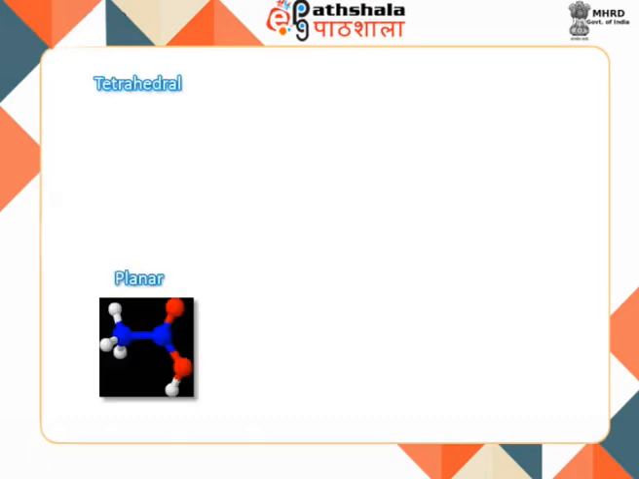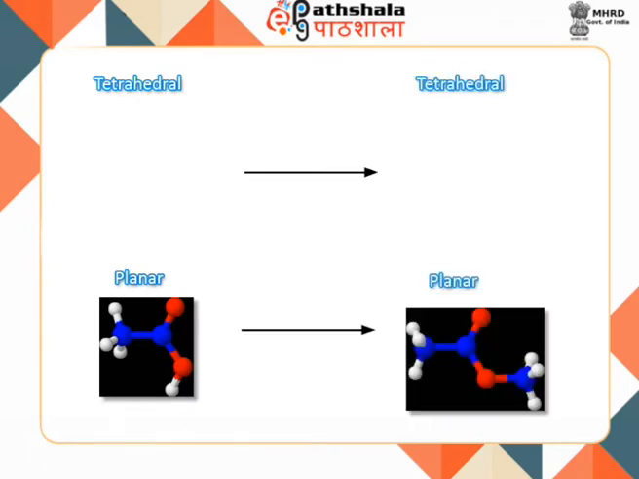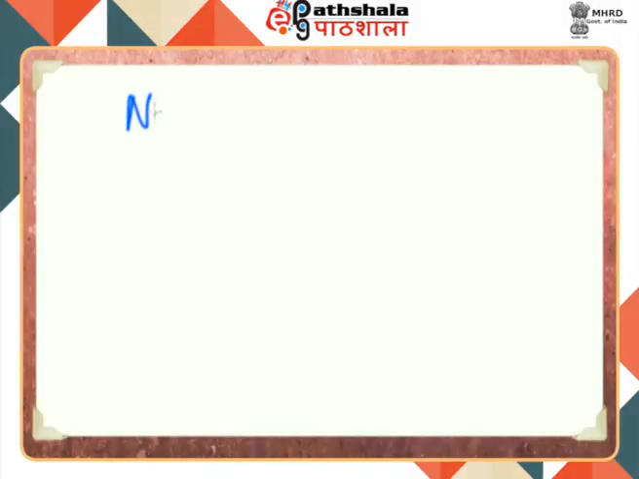During the substitution reaction, the geometry of the molecule is unaffected. Tetrahedral remains tetrahedral and planar remains planar. It is because an atom or group replaces the original one without changing the hybridization of the attached atom. Let us consider some more examples, and we begin with the nucleophilic substitution reaction.